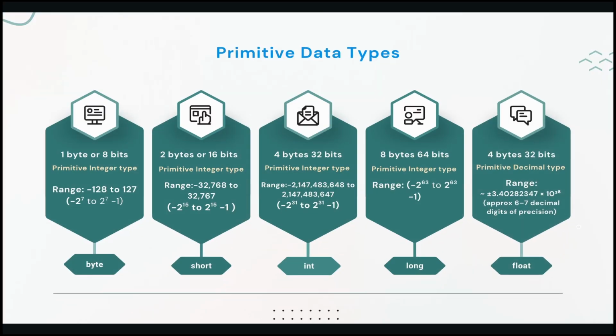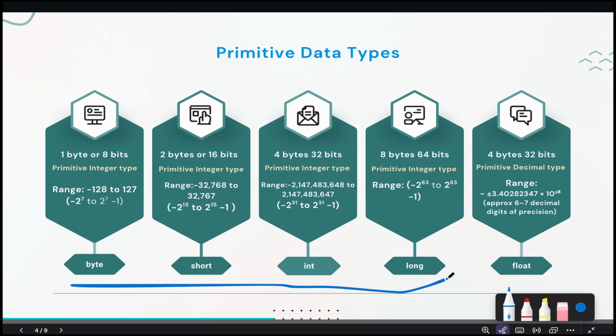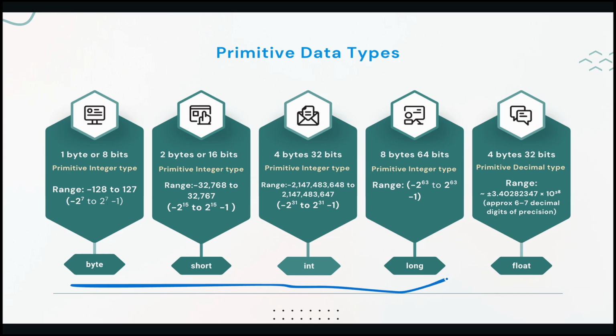So now let's talk about the primitive data types. First, byte, short, int and long. These four are used to store integer data types, but their storage is different. The byte takes 1 byte or 8 bits, the short takes 2 bytes or 16 bits in our memory. The int data type takes 4 bytes or 32 bits. Long takes 8 bytes or 64 bits.